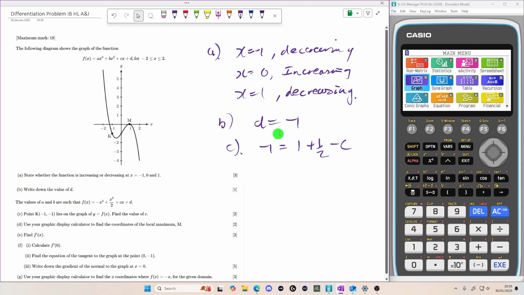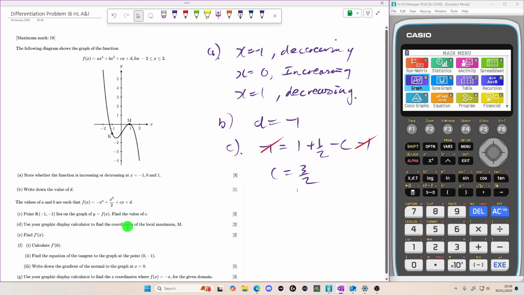And we know that d is minus 1, so just put a minus 1 in here. So we can quickly cancel that minus 1 and that minus 1 out. And then we take c to the other side, and we get c equals 3 over 2.